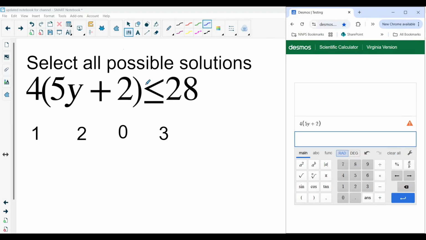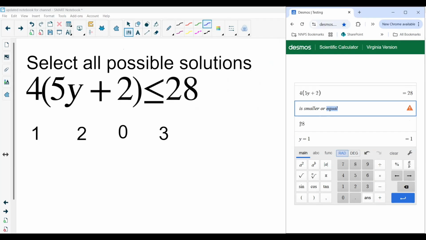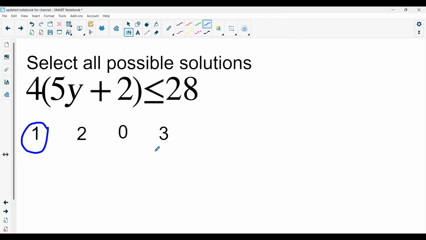Enter. My alligator is not eating this side, so it is smaller than or equal to. It's smaller or equal. Okay. Enter. And then I have 28. Enter. All right. My variable is y. So let's try y equals 1. Is 28 smaller than 28? No. Is 28 equal to 28? Yes. So 1 is actually a solution.